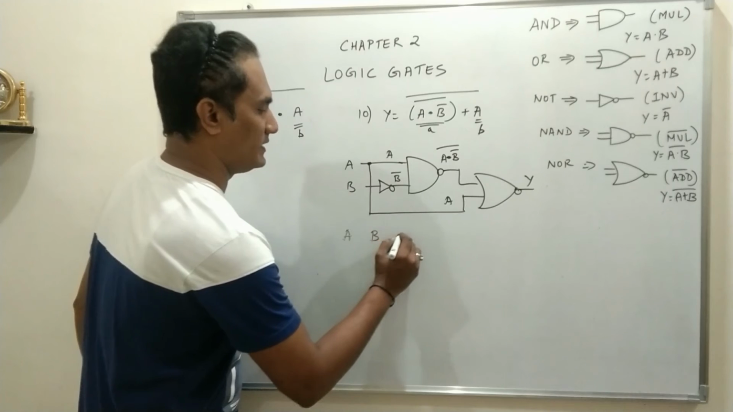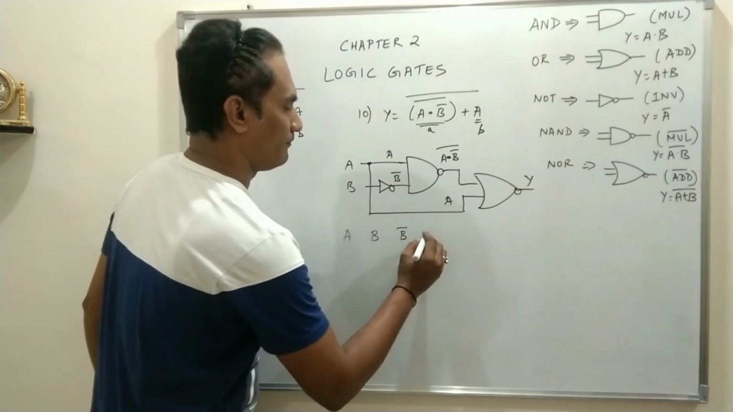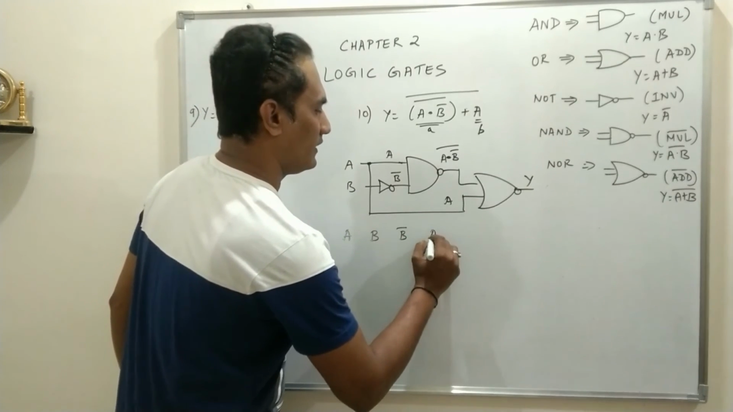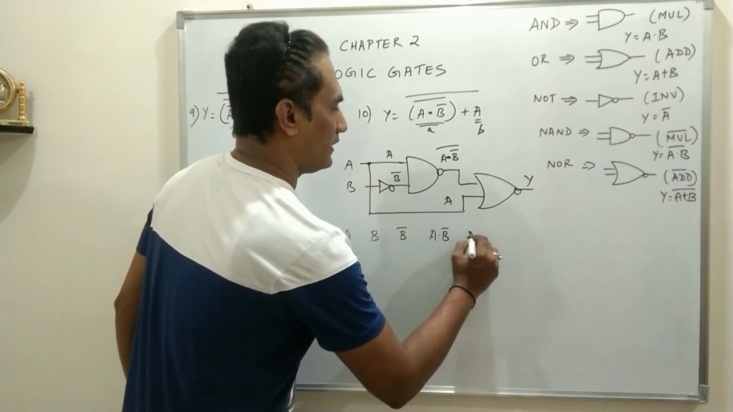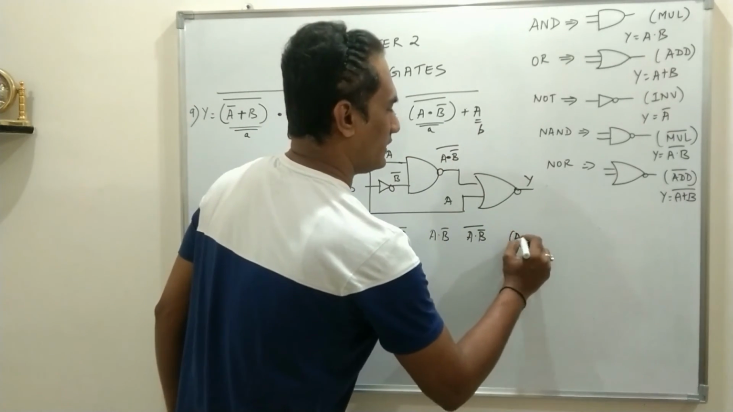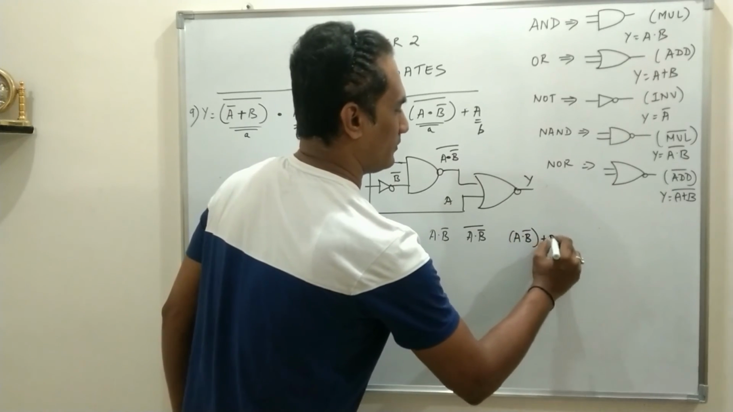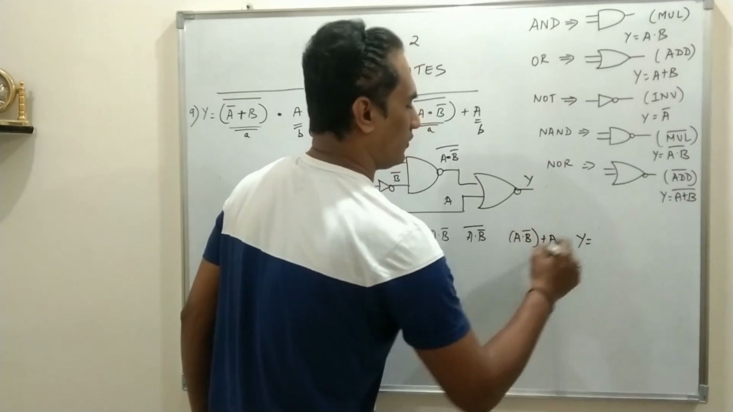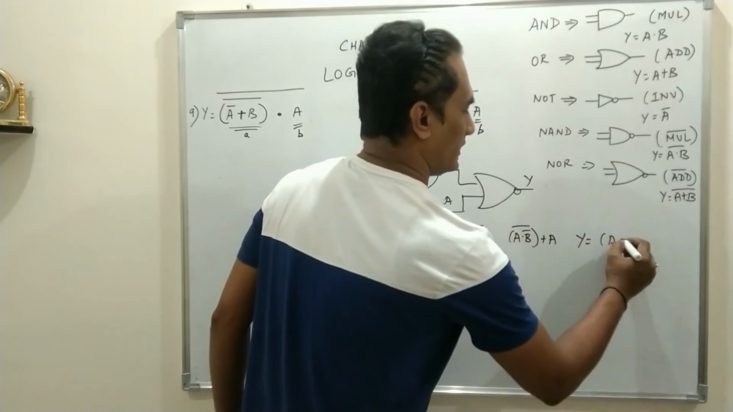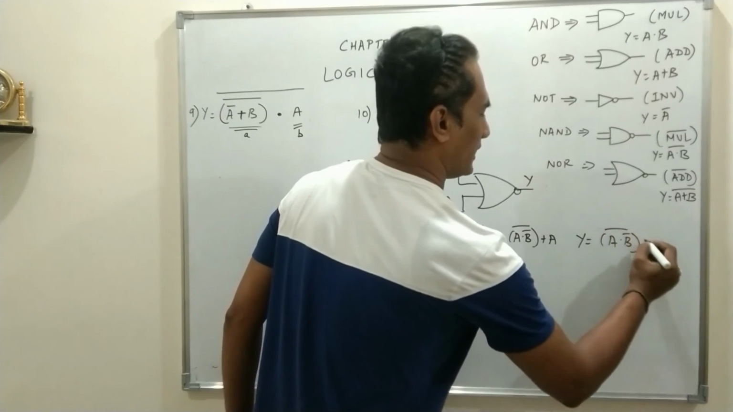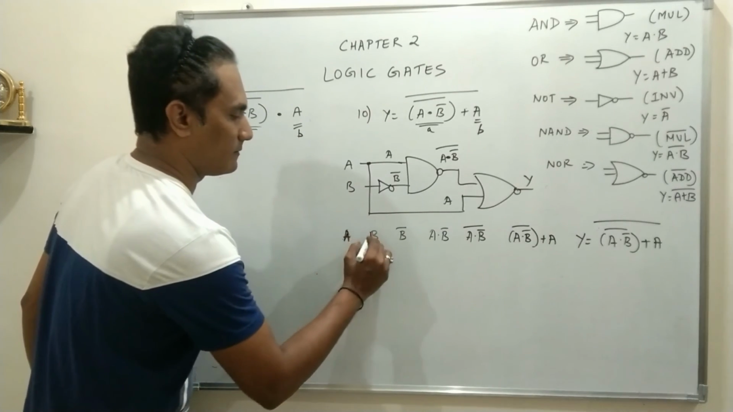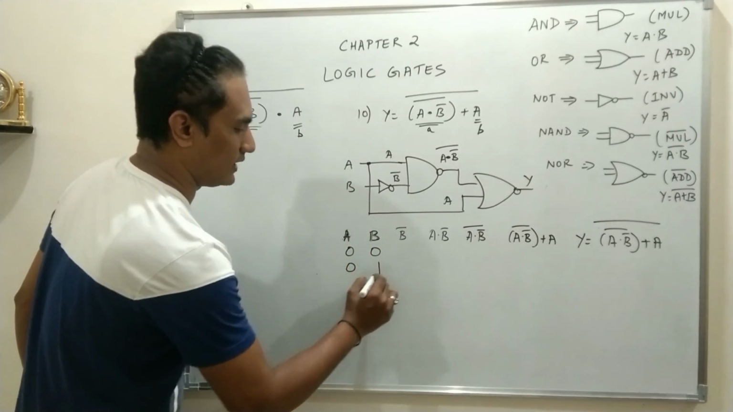A, B, B bar, then we have A dot B bar, A dot B bar whole bar, then this expression A dot B bar plus A, and Y will be the whole complement of this, which will be A dot B bar whole bar plus A, the whole complement. So this will be A, B, 0 0, 0 1, 1 0, 1 1.